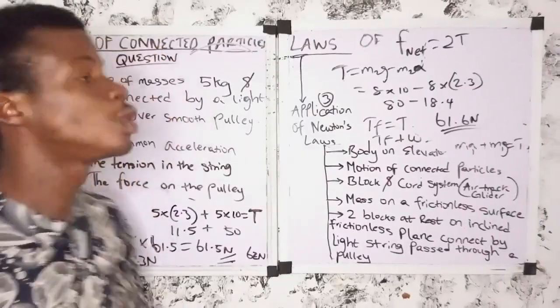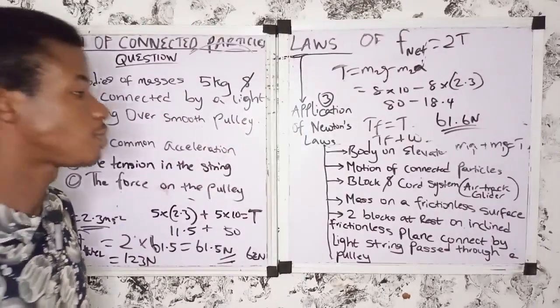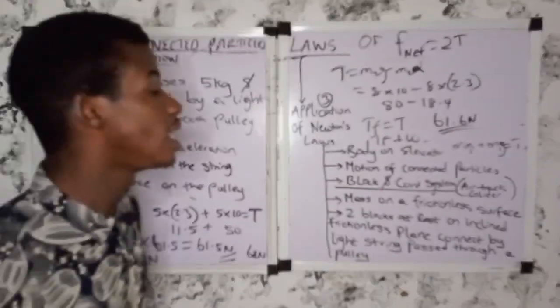Now let's move to the next application of Newton's law, which is the block and cord system, also called air track glider.